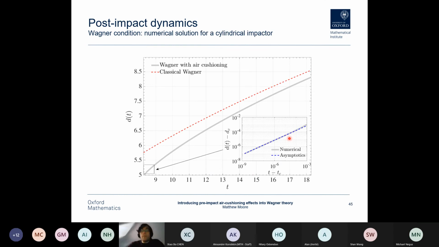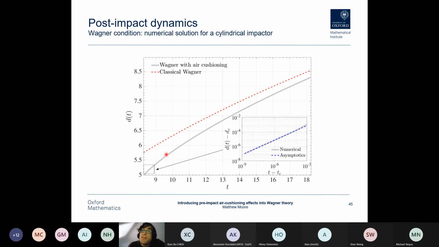Okay, cool. So I'm going to build these asymptotic results into a picture where I've actually solved that Wagner condition numerically for all of t. In this inset, you can see the early time dynamics. The numerical solution is in gray, while the asymptotic t to the 2/3 behavior that we spoke about is given here in blue. So you see excellent agreement.